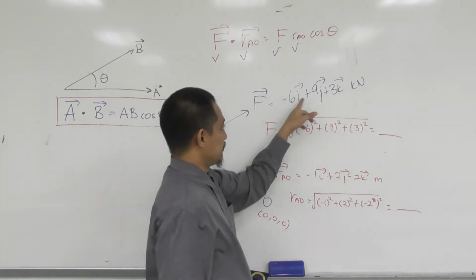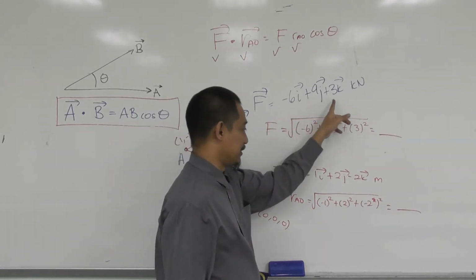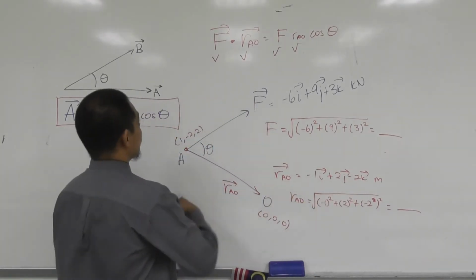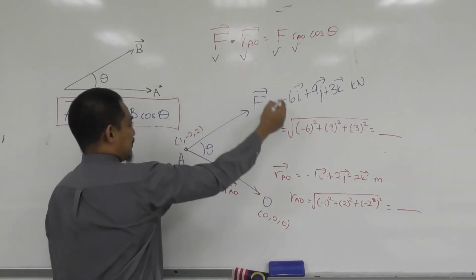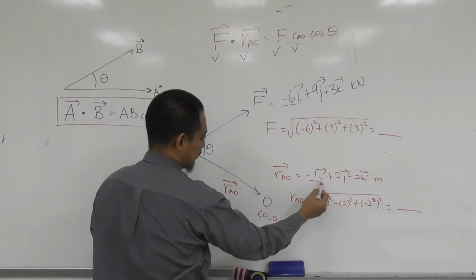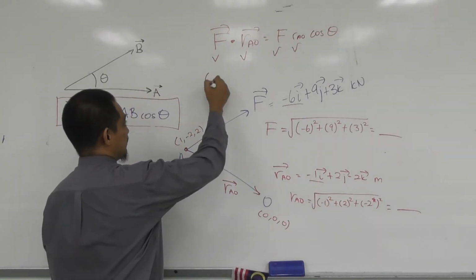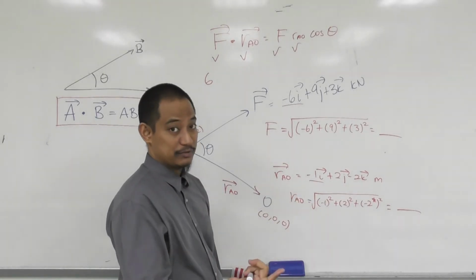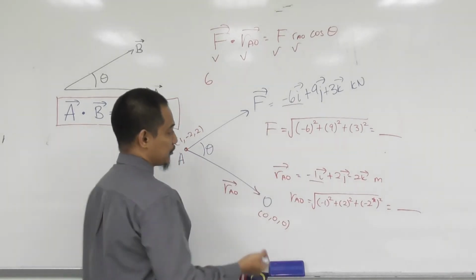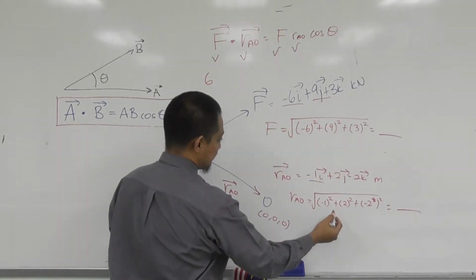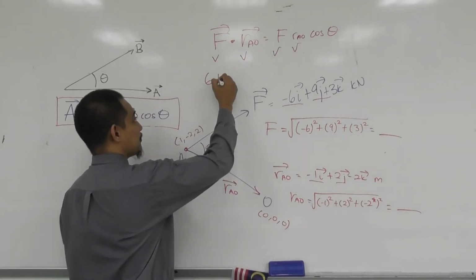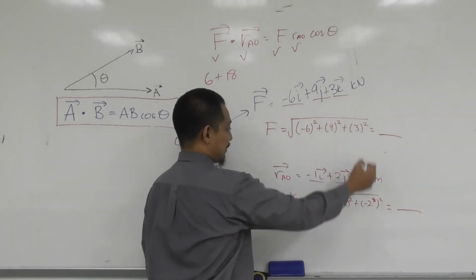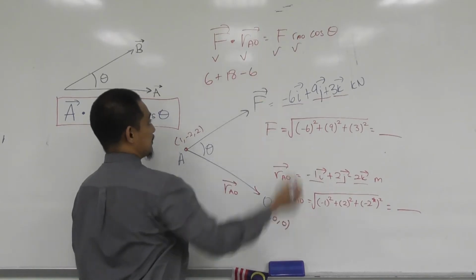F is this one, minus 6i plus 9j plus 3k. RAO is minus 1i plus 2j minus 2k, right? So when you do dot on this side, it becomes what? So minus 6i and minus 1i becomes positive 6, right? Minus 6 and minus 1 is positive 6. i dot i becomes 1, so no problem. 9j and 2j becomes 18. 9 and 2 becomes 18. And then 3k and minus 2k becomes minus 6.